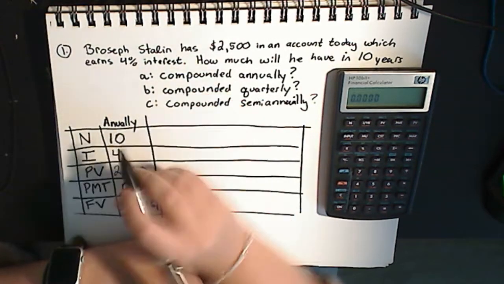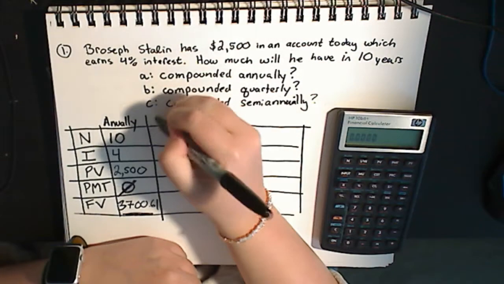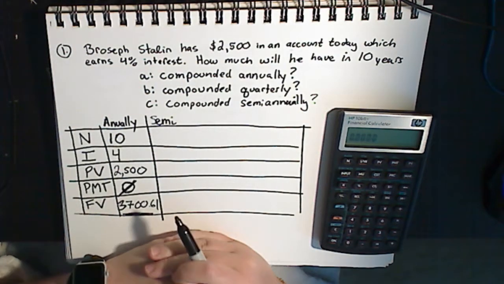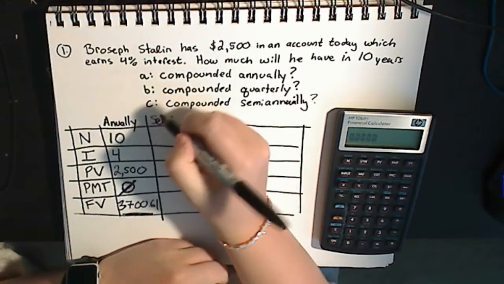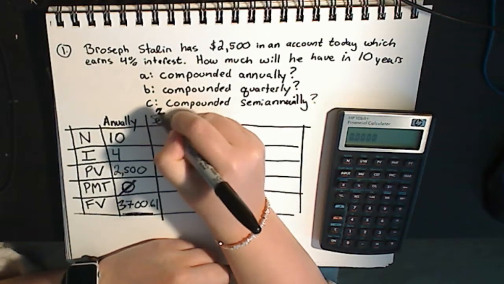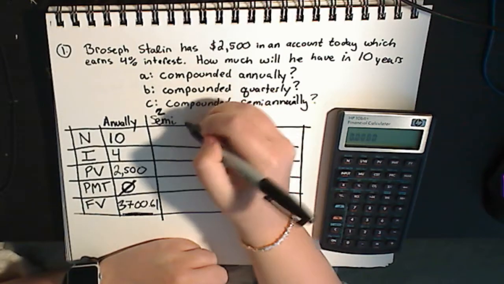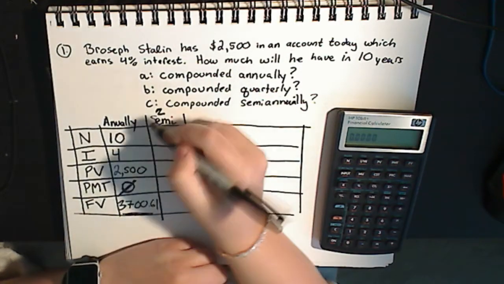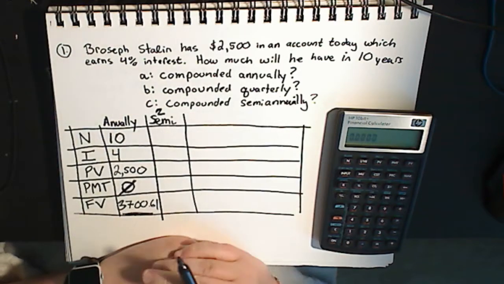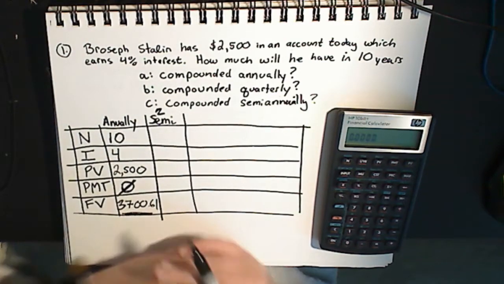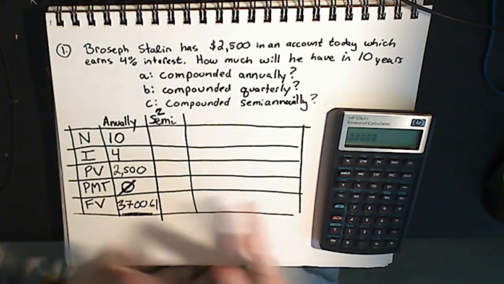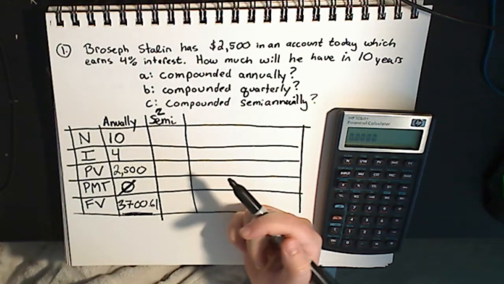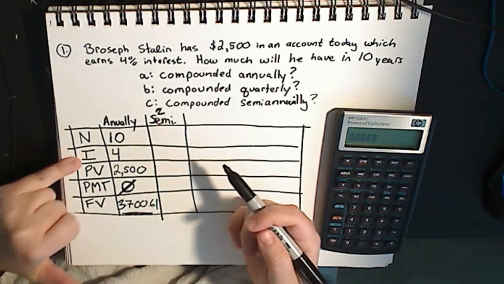Semi-annually. So how many periods per year is semi-annually? Well, that's 2. A lot of bonds do semi-annual payments. So to do semi-annually, we're going to change a couple of the numbers before or as we punch them in. So we're going to change N and I.